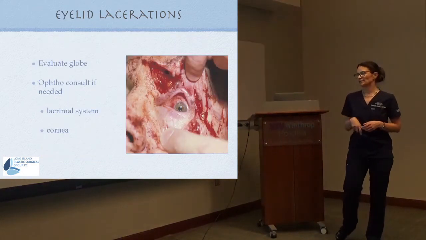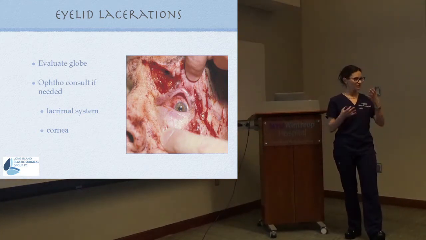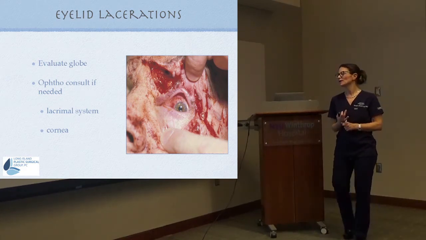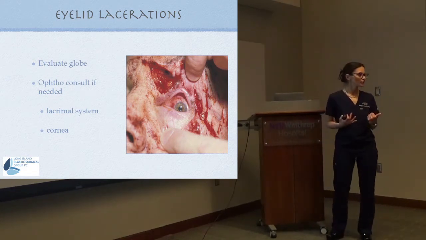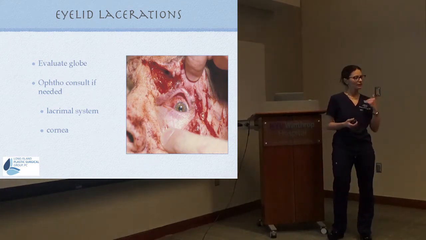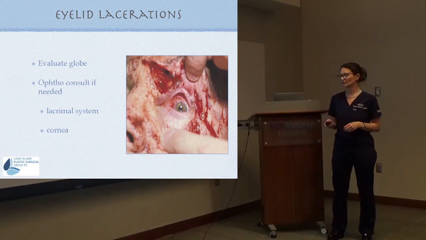Eyelid lacerations. So we get called for the eyelid, but there's very important structures surrounding the eyelid, right? There's the globe or the eyeball, and if there's any question of injury to the eyeball, corneal abrasion, you want to make sure you get an ophthalmology consult. Or an injury to the lacrimal system, you want to get an oculoplastics consult for that.